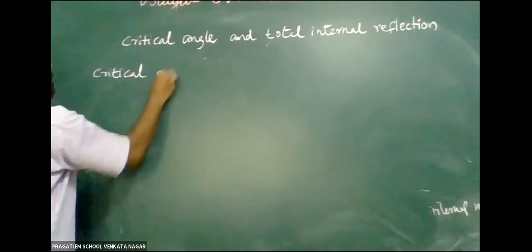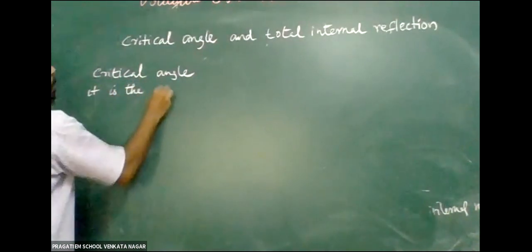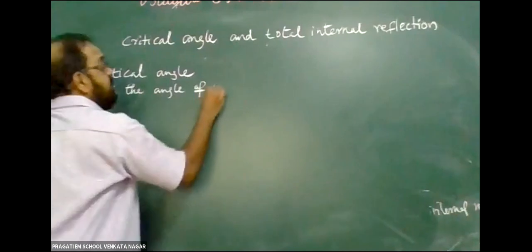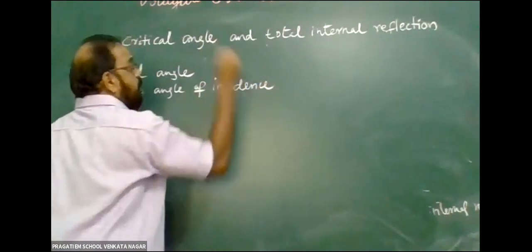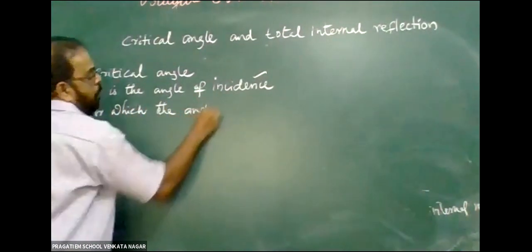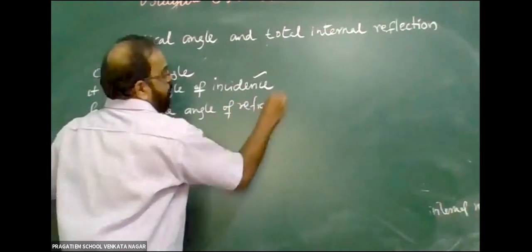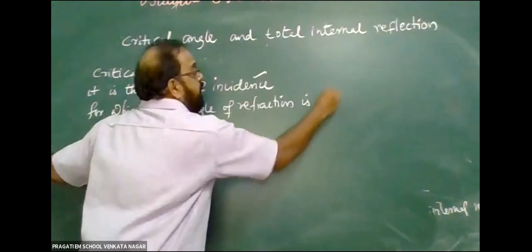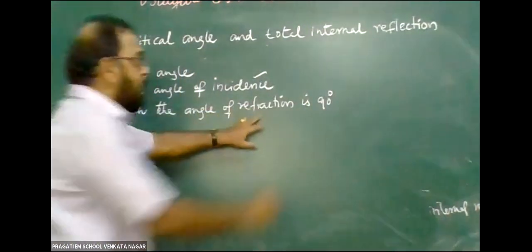Okay. So first, what is critical angle? Critical angle is the angle of incidence for which the angle of refraction is 90 degrees. When the angle of refraction is 90 degrees, the angle of incidence is called critical angle.